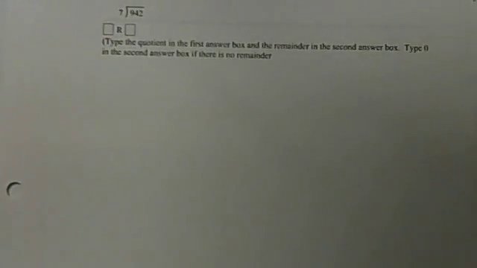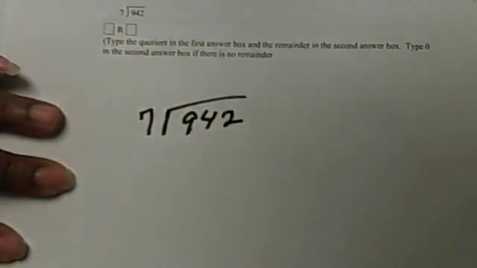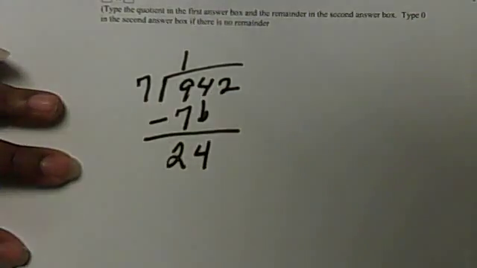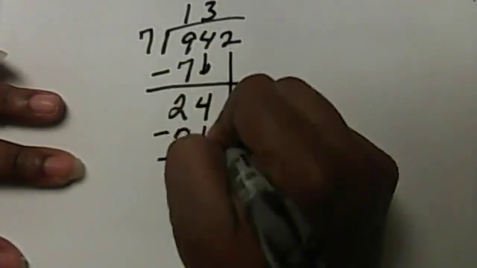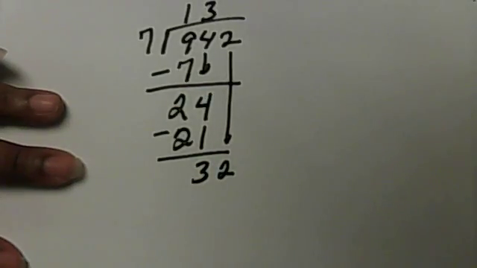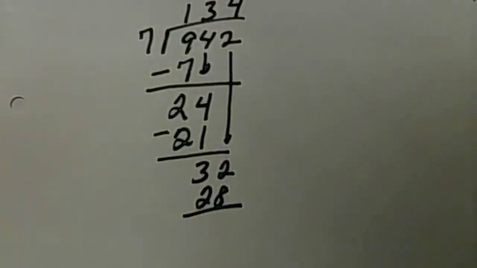Let's do one more problem and make sure that we have finalized being able to do this. This next one is 942 divided by 7. Alright. 1 times 7 is 7. 9 minus 7 is 2. Bring down your 4. 3 times 7 is 21. Subtract. You have 3. Bring down your 2. And the closest we can get without going over is 4 times 7 is 28. And then we have our remainder of 4.